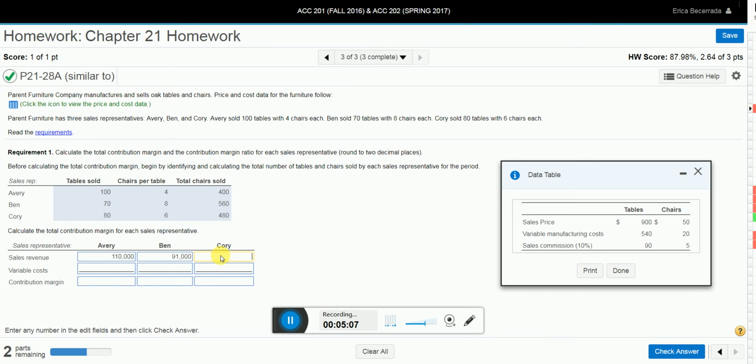We're going to do the same for Corey. So we know Corey sold 80 tables. Multiply that by 900. We get 72,000. And Corey sold 480 chairs. Multiply that by 50. We get 24,000. We're going to add that to the 72,000 from the tables. And we get a total sales revenue of 96,000.